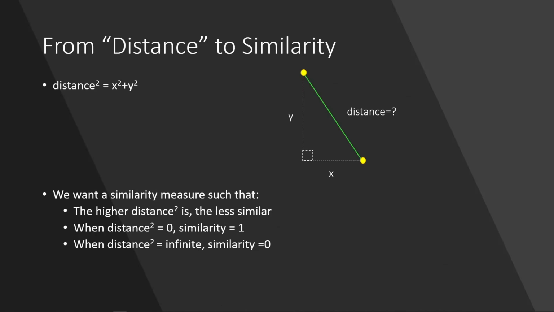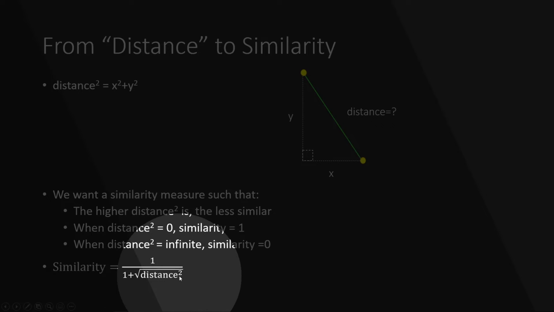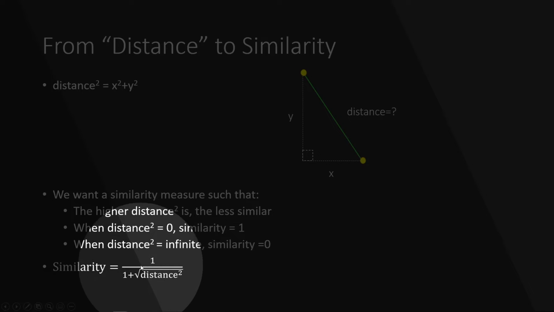So therefore, I'm going to use a formula like this. So similarity is equal to 1 divided by 1 plus the square root of distance square. So for this, the square root of distance square is really just the distance. So literally this is 1 divided by 1 plus distance. We can do some checking on this.